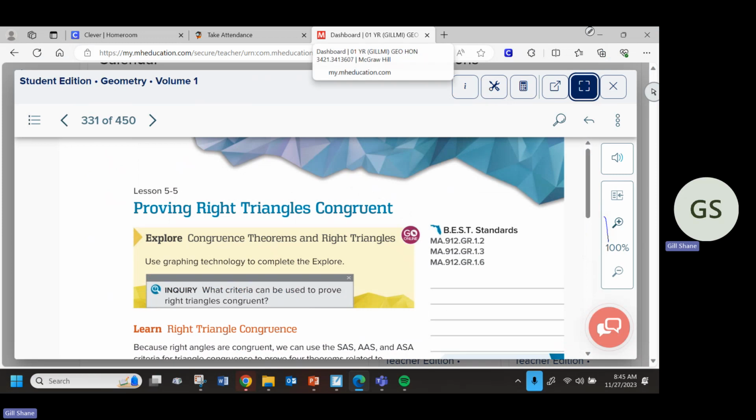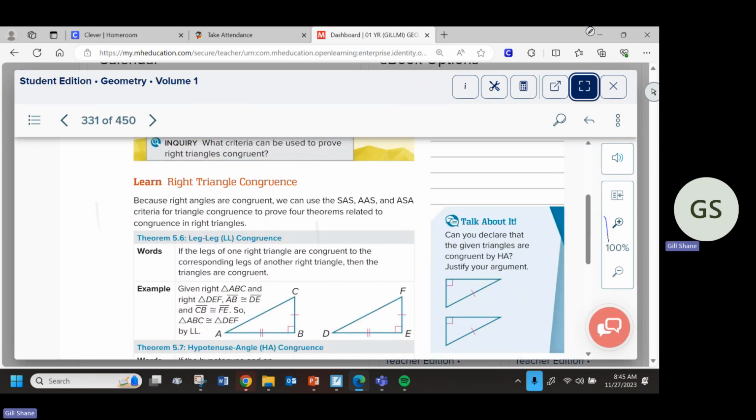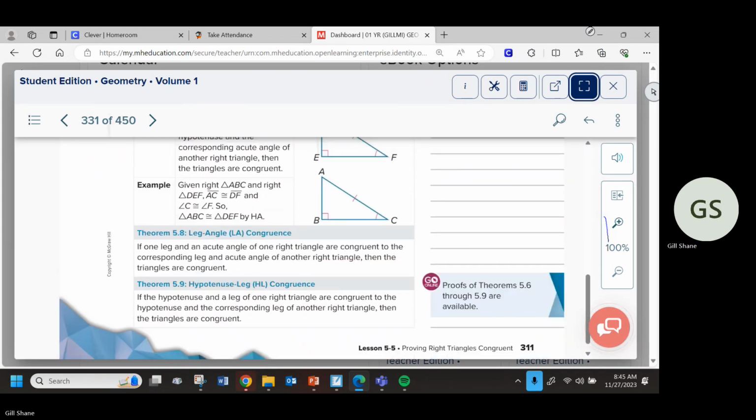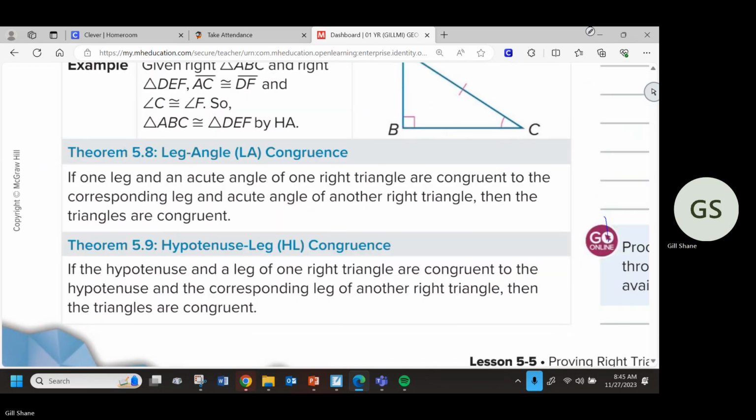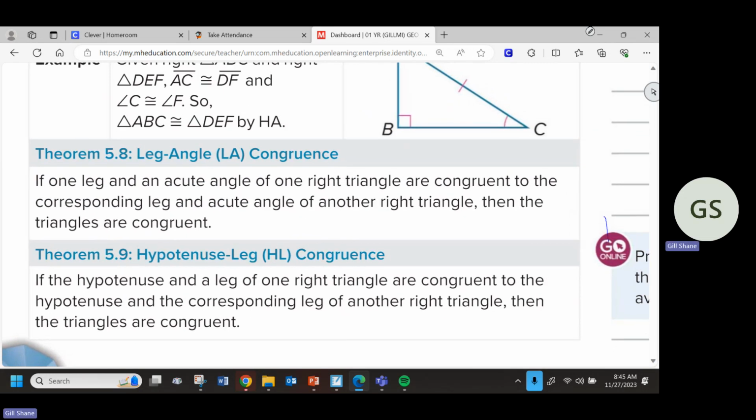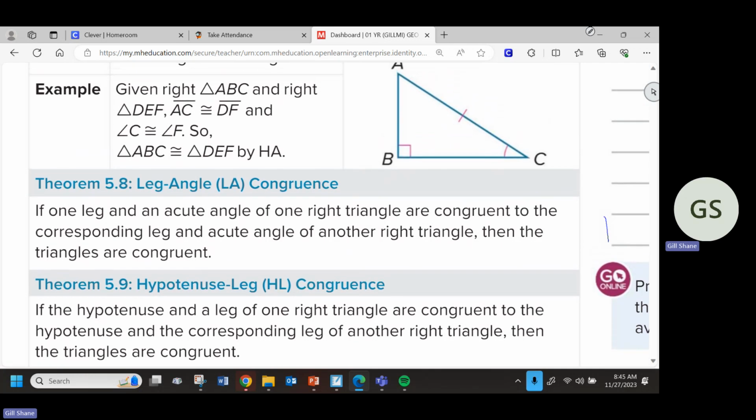Why it doesn't let me zoom in if I'm in full screen. All right, so here are the last two. They didn't give us pictures for these. So I'm actually going to use that picture up there, even though it's not about this one.